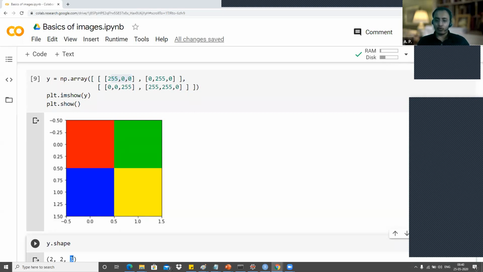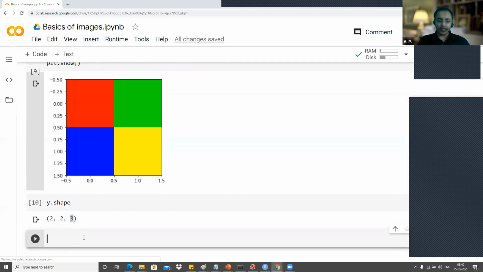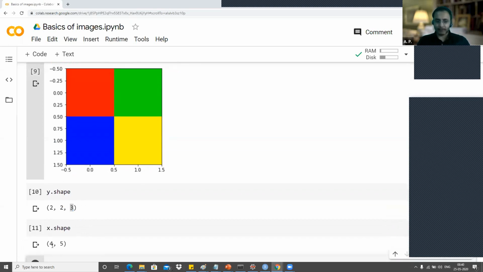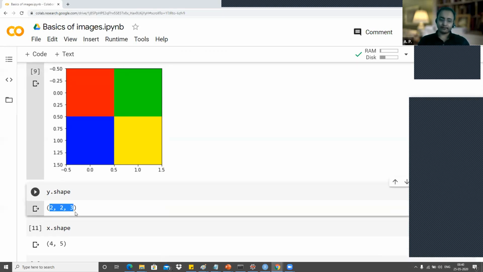So in y.shape, 3 represents that one pixel contains 3 values, which are R, G, and B. So there are 2 rows and 2 columns. That means there are a total of 4 pixels, right? Each pixel contains 3 values, right? Whereas similarly, if you look at X, which was a grayscale image, here it shows 4 by 5. So there are 4 rows and 5 columns. That means a total of 20 pixels. Now, the comma 1 is not there, but that means each pixel contains 1 value. Here, each pixel contains 3 values, right? That's the idea. I hope you're good with this.